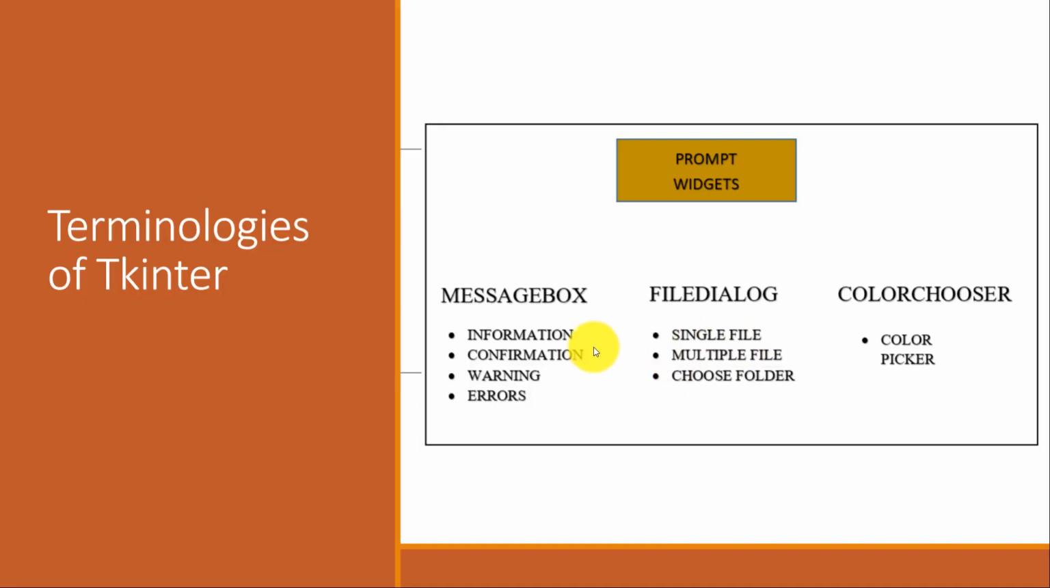So if you want to display any information, confirmation, warning, errors, all kinds of prompts are displayed under message box. On clicking on the very top left corner of the screen, you see a file option. So that dialog box can be displayed using this. Color chooser allows you to select a color for any text or anything that you want.